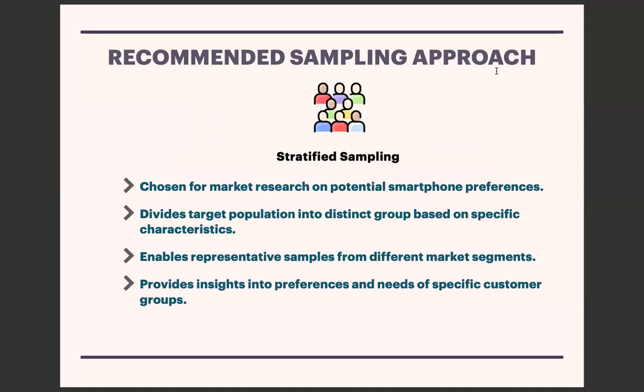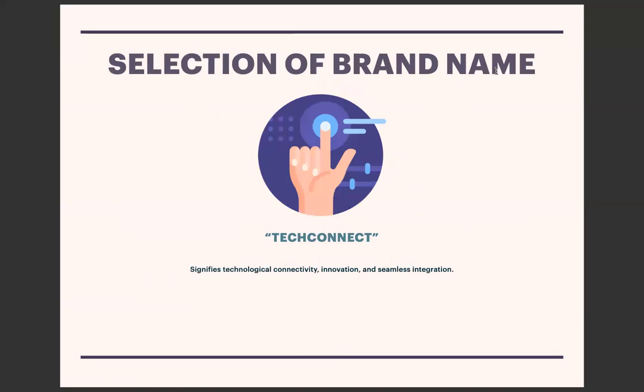After considering the advantages and disadvantages of different sampling approaches, I have decided to use stratified sampling for our market research on potential smartphone preferences. This approach divides the target population into distinct groups based on specific characteristics such as demographics or smartphone usage patterns. By employing stratified sampling, we can obtain representative samples from different market segments, gaining insights into the preferences and needs of specific customer groups. So moving on to the next slide is selection of the brand name.